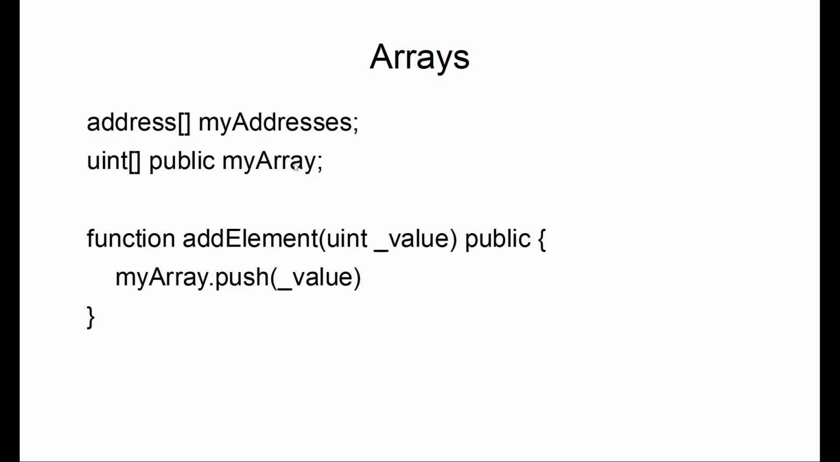And then to add to the array, you simply create a function, add element is the name of the function, give it a uint value, so what are you sending to it, and then public, and then you would say my array, and you're going to push a value in there. So it's going to push whatever value you send here into the array.